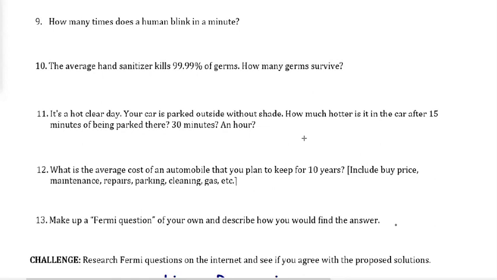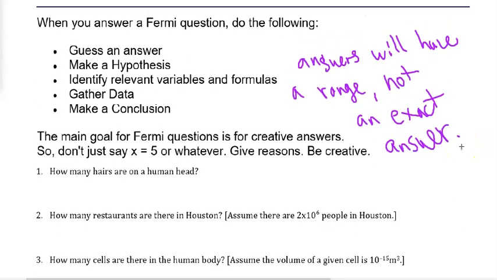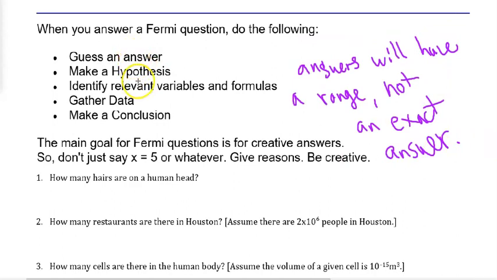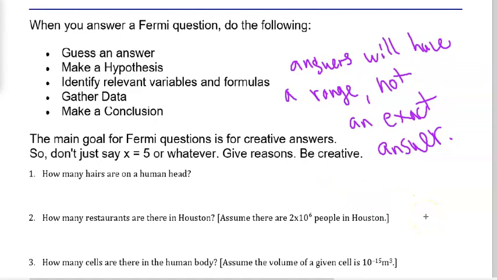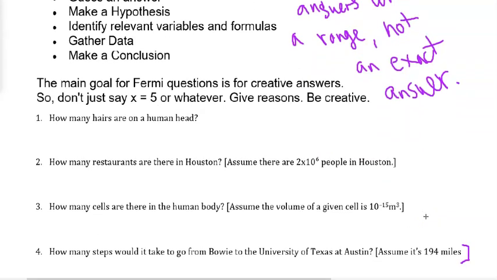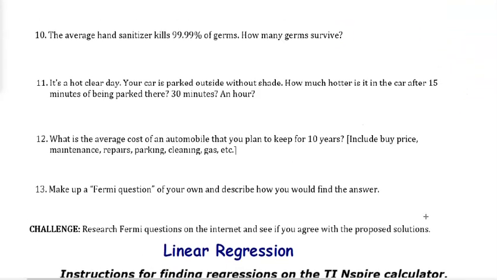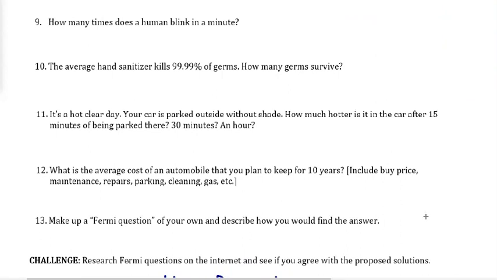Now, before you use external resources and look these up online, see what you could do before that. So do this process of guessing an answer, making a hypothesis, and identifying the relevant variables and formulas before gathering data online and making a final conclusion. And the last two steps will be the challenge. Research Fermi questions on the internet and see if you agree with the proposed solutions. After doing some of these, go ahead and move on to the next section.